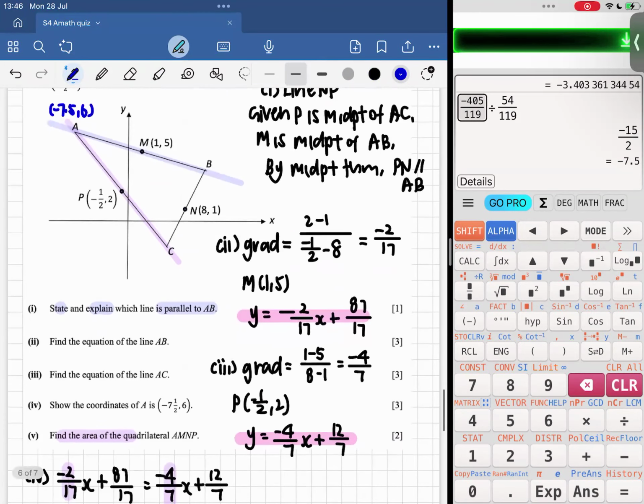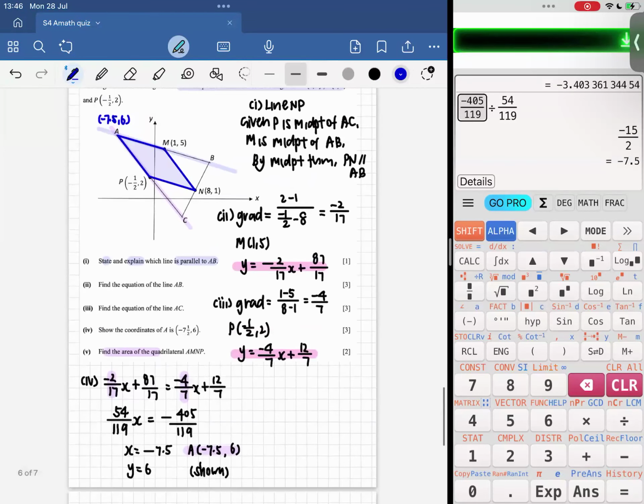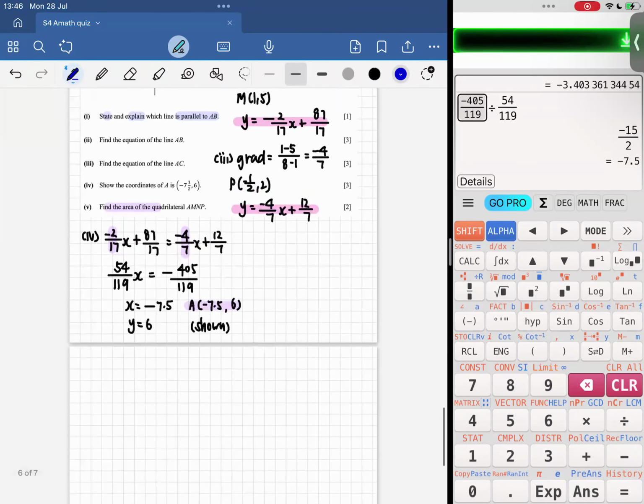So what they want? They want A, M, N, P. Oh, not bad. We got all the coordinates from here. Okay. So when you're doing shoelace method, it's always half. Then remember to start and end at the same point. All right. So let's say if I'm going to start, let's say I start with A.